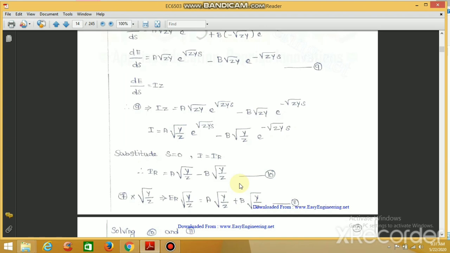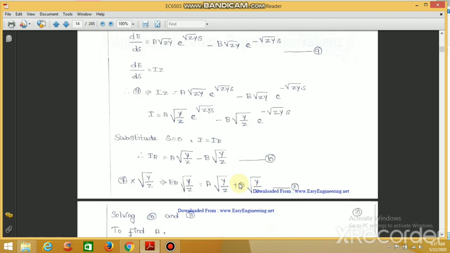And you'll be getting, when you multiply the equation 7 with this equation, root of y by z into ER is equal to a into root of y by z plus b into root of y by z. That is, when you multiply ER by root of y by z, you'll be getting ER into root of y by z is equal to a into root of y by z plus b into root of y by z. Okay, so this will be your equation 11 here.